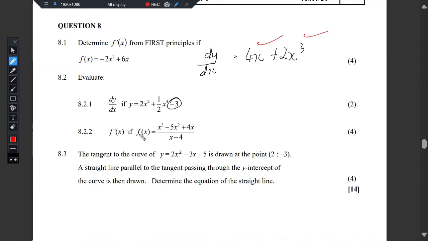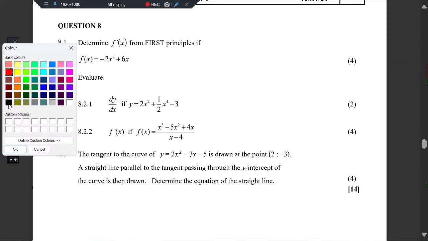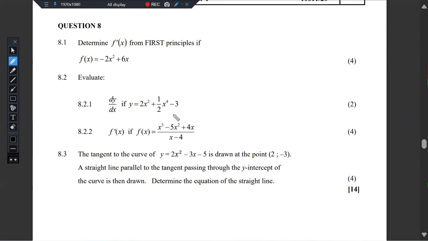Now, f prime x, if f of x is this, right? With this one, you have to be very careful. You cannot just start deriving here. You need to first make sure that your expression is prepared for derivation. By saying that, I mean, if you need to factorize, then you got to factorize. So looking at this, we are given x cubed minus 5x squared plus 4x, over x minus 4.